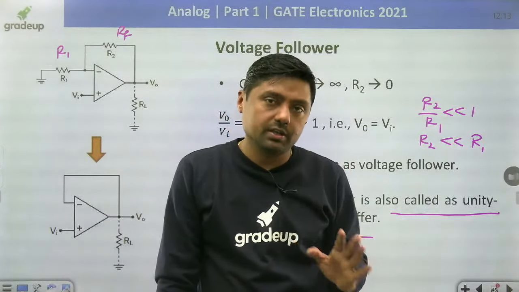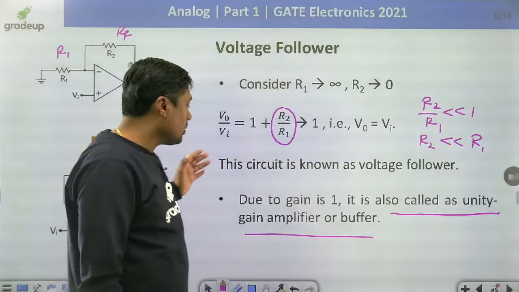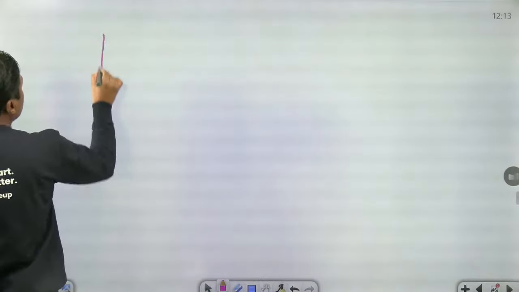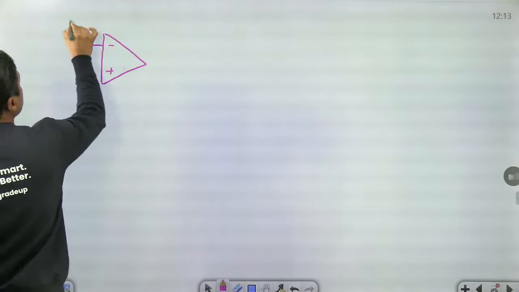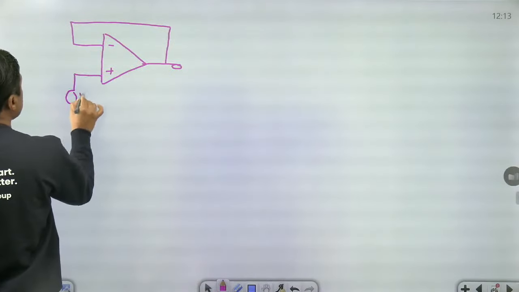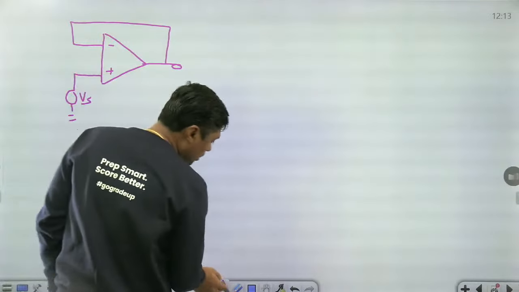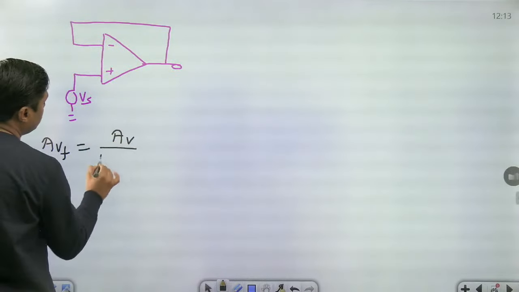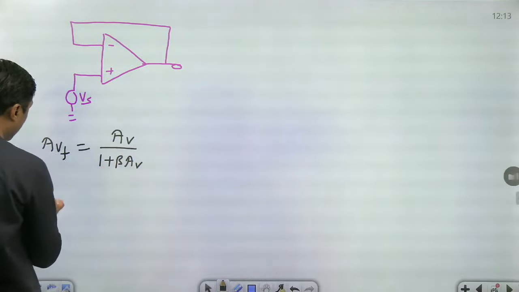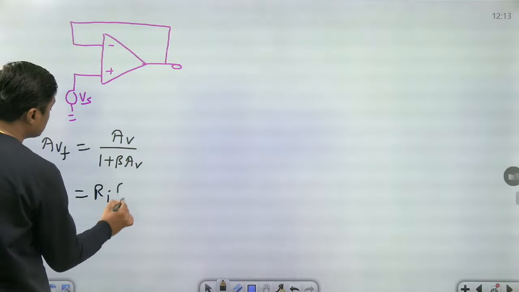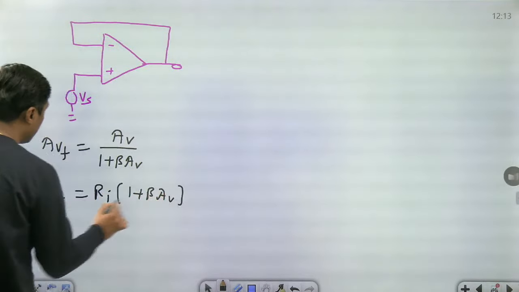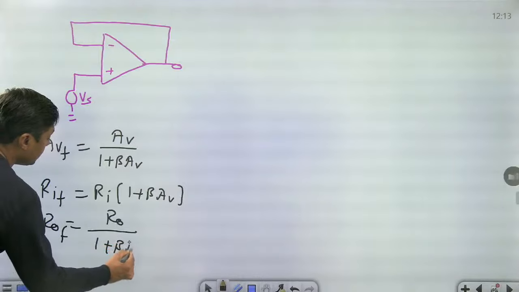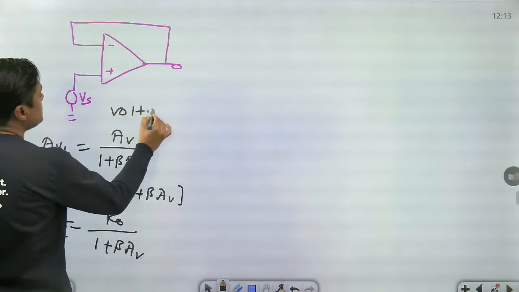Please give me the value of beta here. Everyone, what is the value of beta for a non-inverting operational amplifier? Sorry, voltage follower. This is a voltage follower, and this is the VS. It is a special case of a non-inverting operational amplifier. Every formula is valid. That is, AVF is equal to AV upon 1 plus beta AV. RIF is equal to what? RI into 1 plus beta AV. R naught F, which is with feedback, is R naught upon 1 plus beta AV. Feedback mechanism is voltage series feedback.